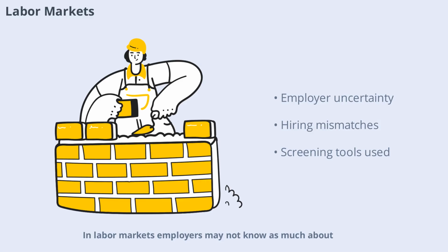In labor markets, employers may not know as much about a job candidate's abilities as the candidate does. This can lead to mismatches where overqualified or underqualified individuals are hired. Employers use resumes, interviews, and references to reduce information gaps, but perfect information is rarely available.